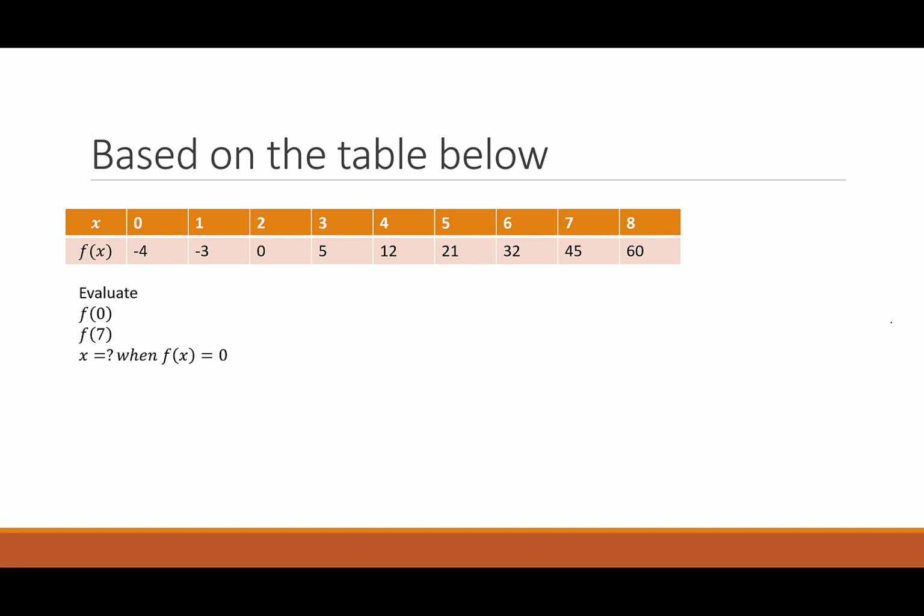So I have this big table with a lot of values, and I first want to start with evaluating f of 0. So I find 0 in the table, and it says f of x is negative 4. The next one says what happens when x is 7. So I go over to 7, and I see that f of 7 is 45. Then it flips around and says, well, what is x when f of x is 0? So now I'm looking through the f of x part, and I locate 0, and it says, well, x was 2.